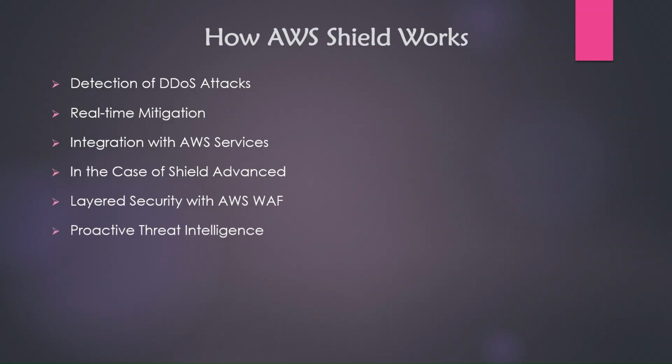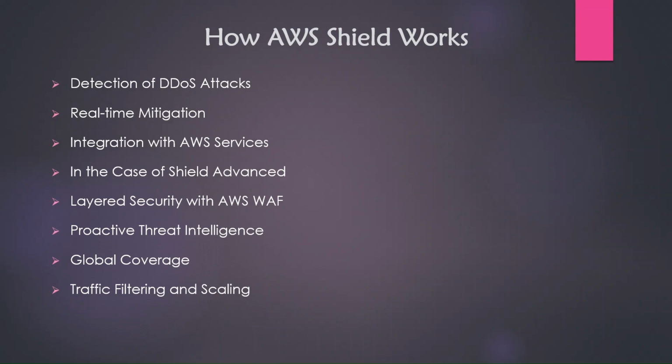Proactive threat intelligence. Shield Advanced uses global threat intelligence and machine learning to identify emerging attack patterns. The system continuously updates its protective mechanisms to stay ahead of new attack methods, ensuring proactive defense. Global coverage. Shield protects applications hosted across all AWS regions with the ability to handle attacks from around the world. It provides globally distributed defense through Amazon CloudFront and Route 53, which can absorb traffic from different parts of the globe and ensure the attacks are mitigated quickly and efficiently.